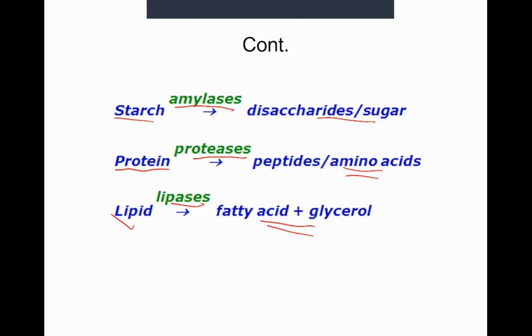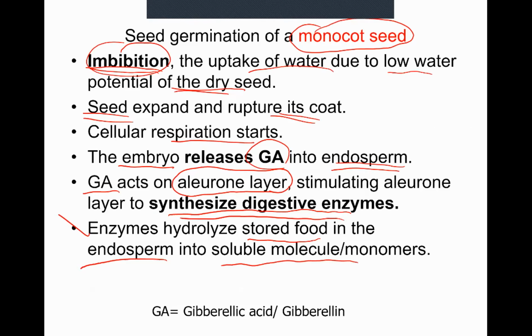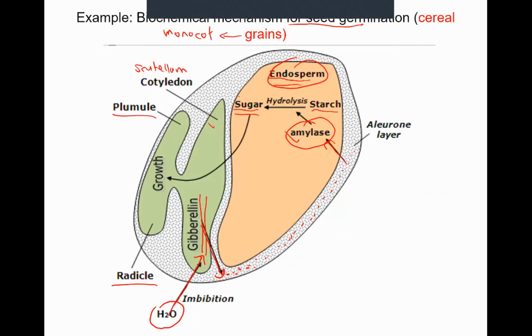Okay, right. So what's next? So nutrient yang tadi tu, all the nutrients like amino acid ke, glucose ke, fatty acid, glycerol ke, will be mobilized by the enzyme and absorbed by the scutellum. So in other words, right? So sugar, for example, will be absorbed by the specialized cotyledon that we call as scutellum. Okay, right.